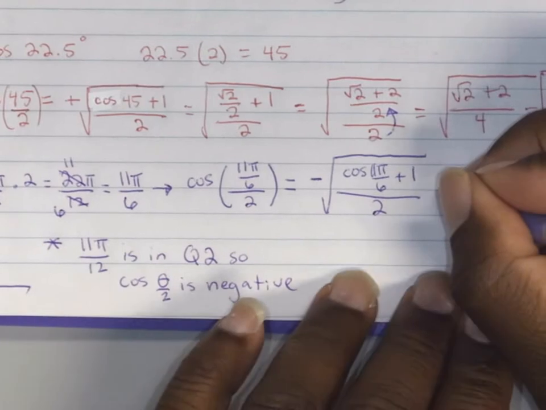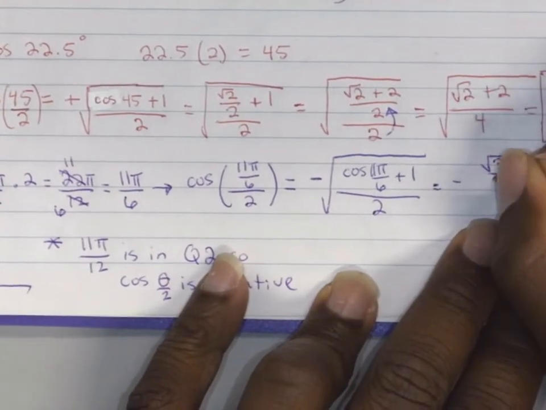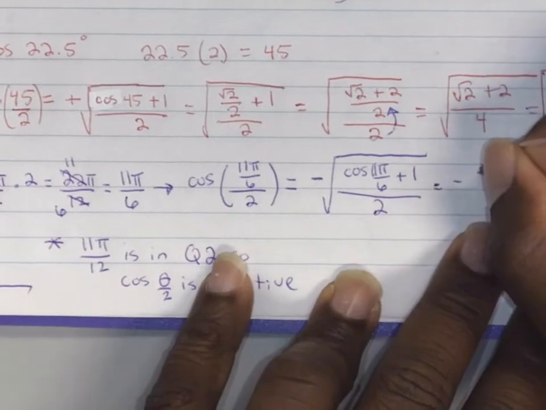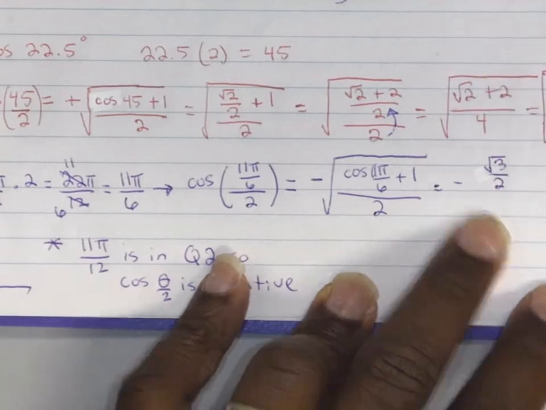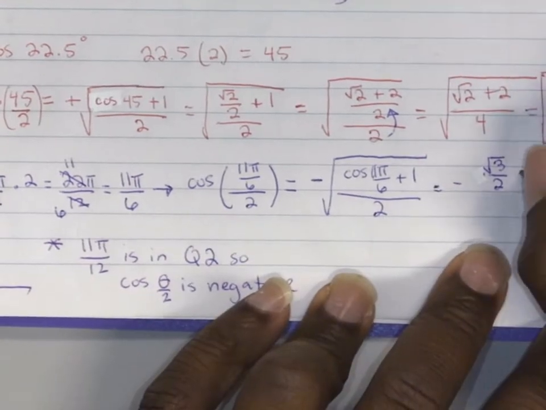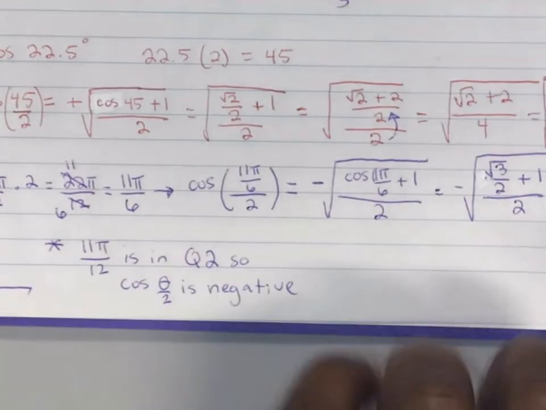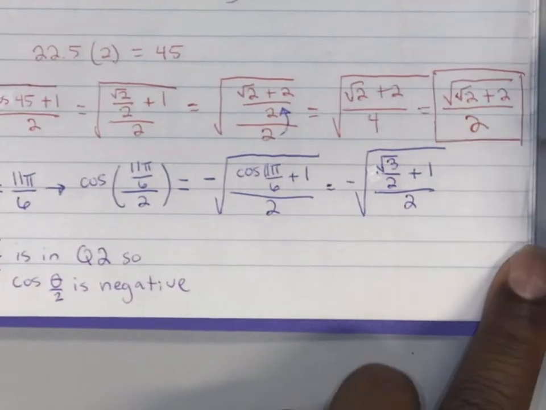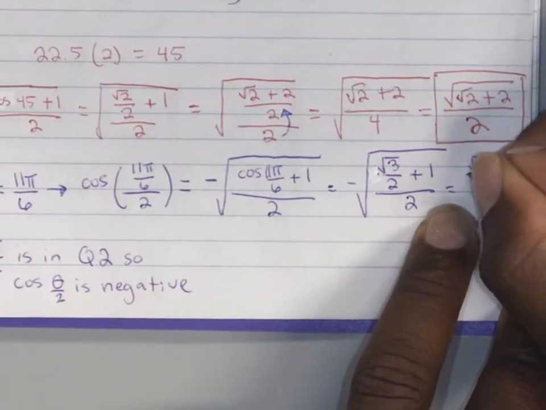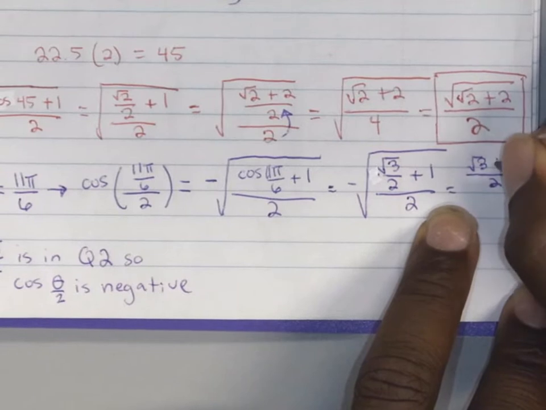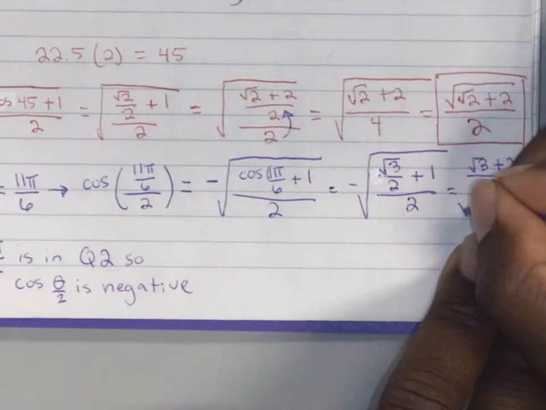So negative, I'll do the square root. I'll go back and put the square root in there in a second. Positive, actually. I don't need negative there. Plus 1 over 2. I need a common denominator for my 1, so I will change it to root 3 over 2 plus 2 over 2. Still divided by 2, all under the radical, and this is negative.